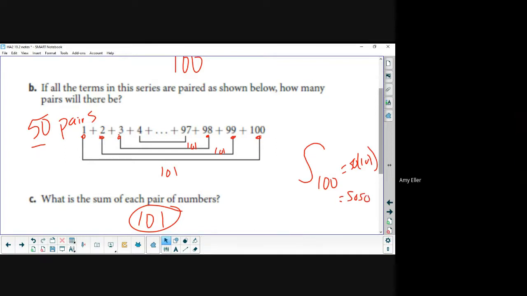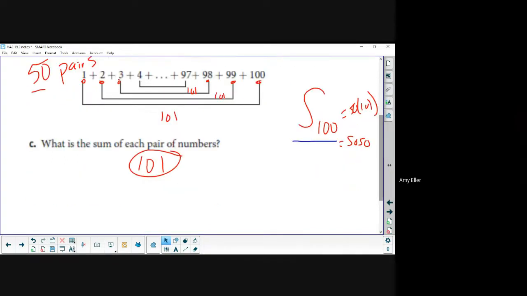Now your sequences will not always have an even number of pairs, but it will still work out. We'll talk about how that works. Your sequence doesn't have to go up by ones every time. As long as it's arithmetic, it should be fine. So we've done D, which is find the sum of the series. It's nice to write it as S sub 100, the sum of the first 100 terms.